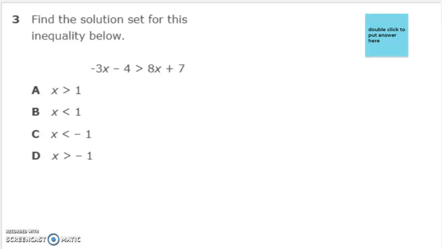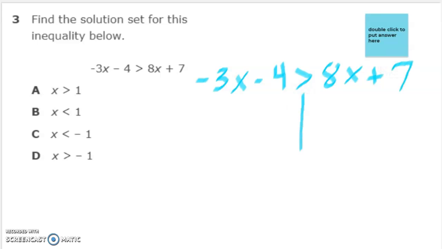So if we look at problem 3, we are finding the solution set for this inequality. So remember, solution set is the answer, right? We want to know which values will satisfy our inequality. Okay, so remember, I like to start off by rewriting it. So that way I have this space to work, right? Okay, split up your problem. So that way you can look to the left side, you can look to the right side.